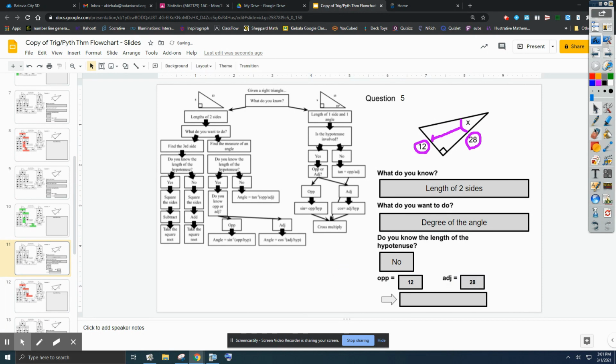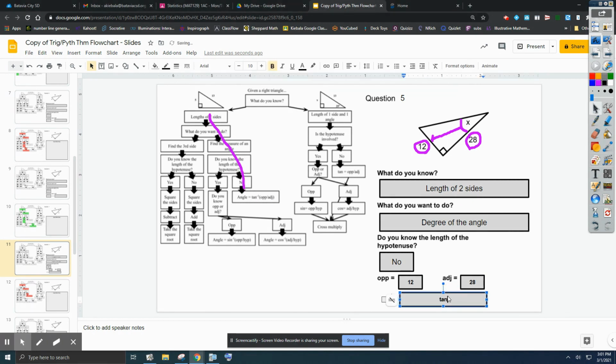All right, so if we follow the flow chart, we got the length of two sides told to us. We want to find the measure of an angle. We don't know the hypotenuse, so we're going to use the inverse of tan. So tan of the -1.